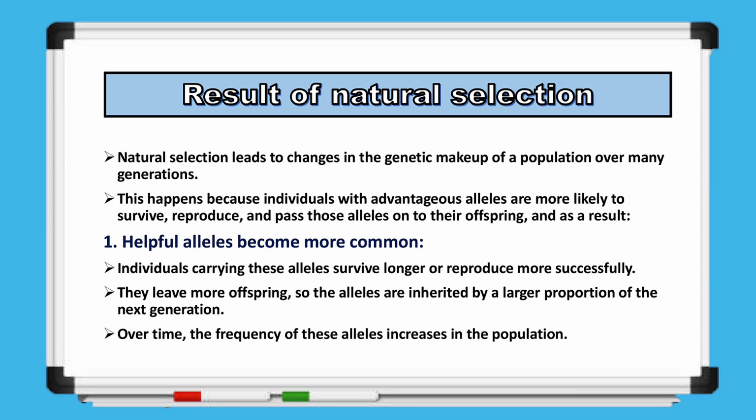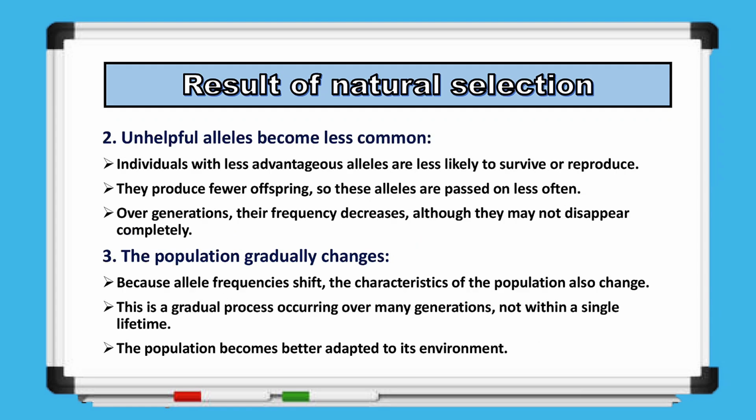Over time, the inherited characteristics of the population change as certain alleles increase or decrease depending on whether they help survival and reproduction. As a result of natural selection, helpful alleles become more common because individuals carrying them survive longer and produce more offspring, so more of the next generation inherits them. Unhelpful alleles become less common because individuals with these alleles are less likely to survive or reproduce, so fewer offspring inherit them, although they may not disappear completely.